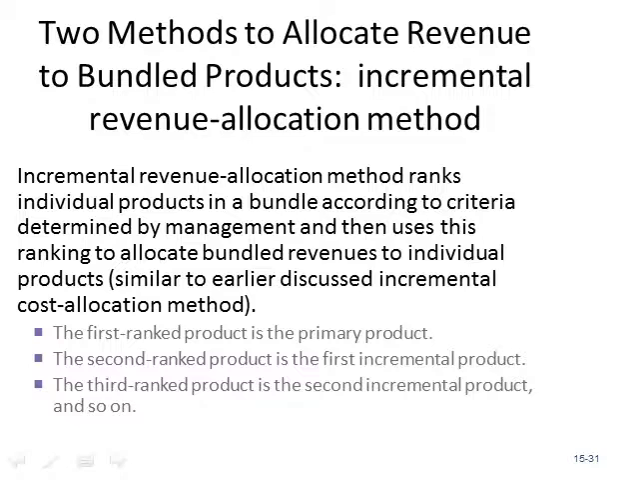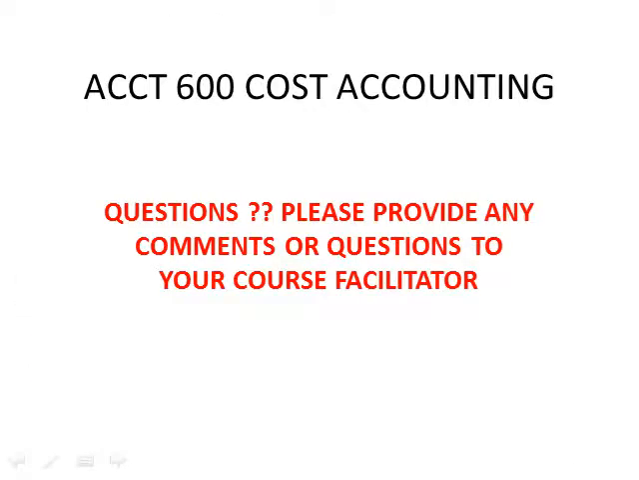And so this concludes our discussion of Chapter 15, where we talked about the allocation of service department costs, common costs, and revenues. Please don't hesitate to bring any questions or comments to the attention of your course facilitator, and please go back and read Chapter 15 to get a good understanding of the concepts we talked about. They're important and somewhat abstract concepts, so by all means do not allow this discussion to take the place of reading the chapter.